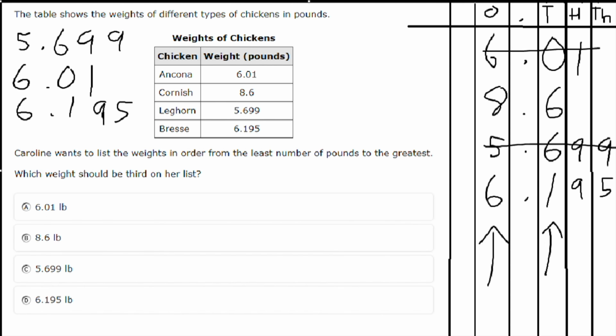6.195 is next. All right, and last but not least, that leaves us with the 8.6. All right, so going from least at the top to greatest at the bottom, which one is third? The third one is the 6.195 chicken, or the breast chicken. So answer choice D is correct.